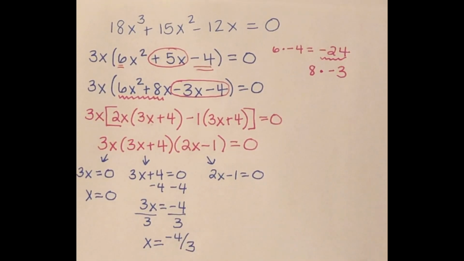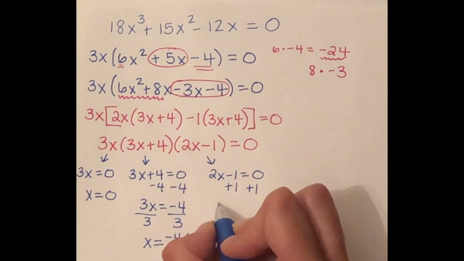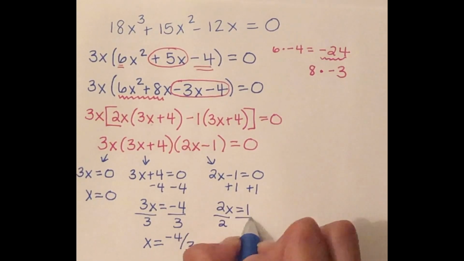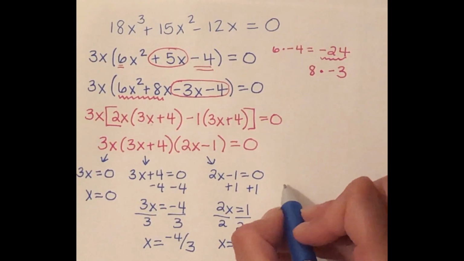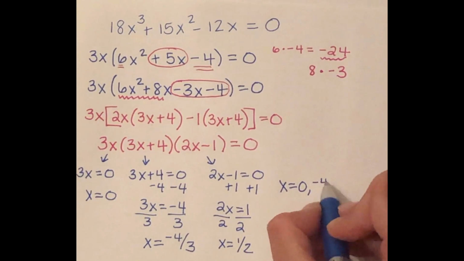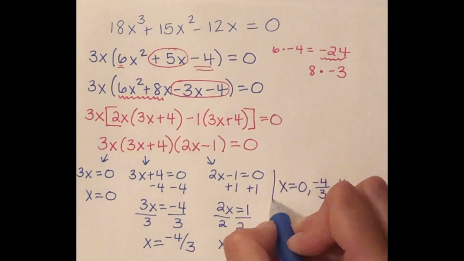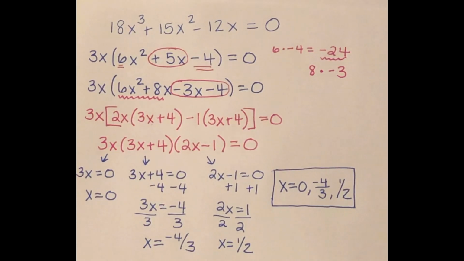Totally okay if we get fractions. And finally, add 1 to both sides. 2x equals 1. Divide both sides by 2, and we get x equals 1/2. So in this scenario, we have 3 roots. X is 0, negative 4/3, or 1/2. Nice. Lot of work, but not super complicated if we know how to factor.